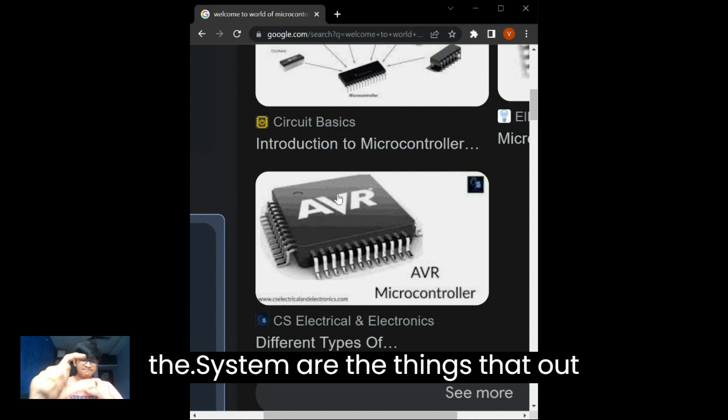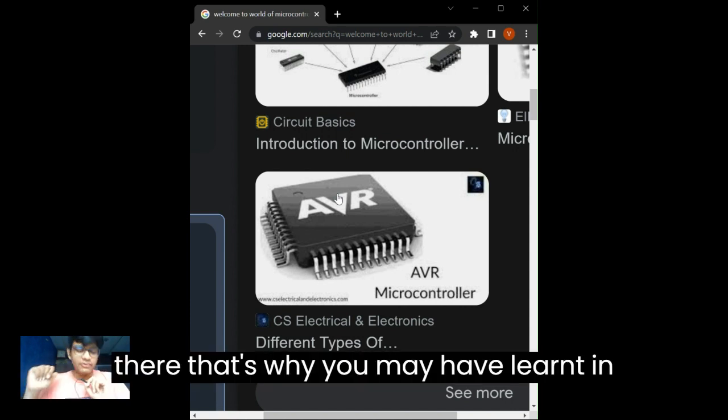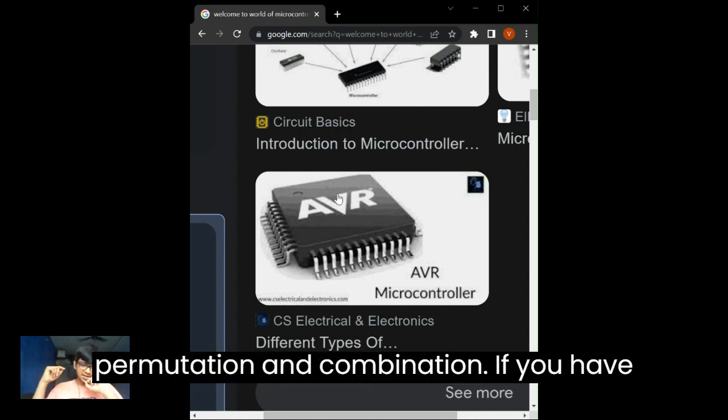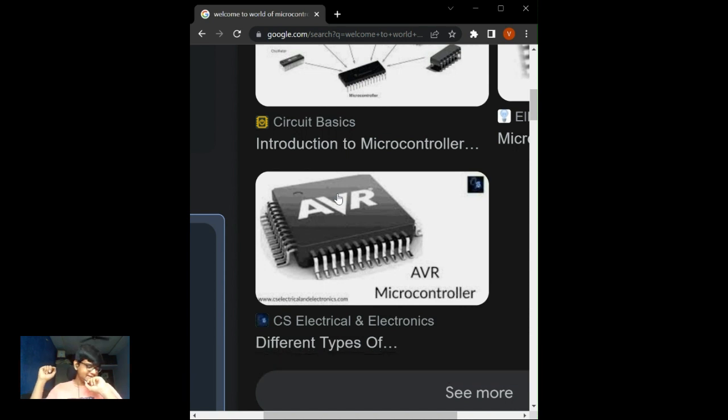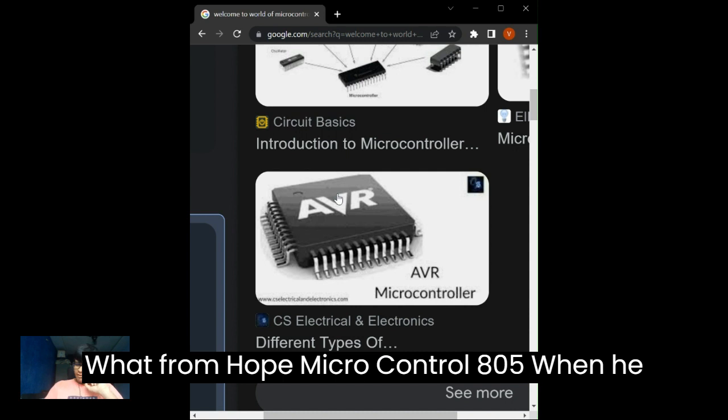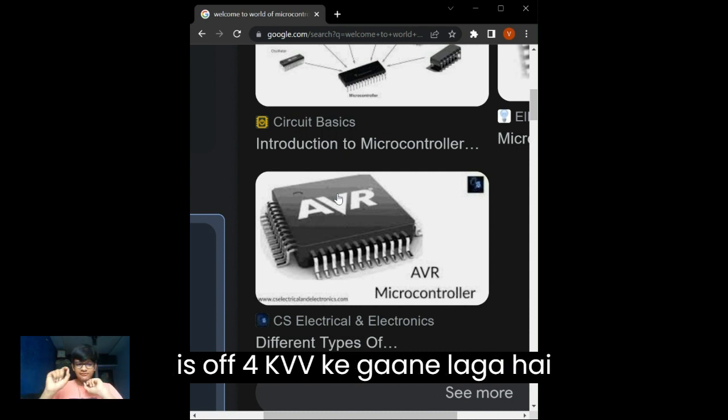Possibilities of the system, which you may have learned in permutation and combination if you went through it seriously in 12th class. Okay, so the ROM of the 8051 microcontroller is of 4 KB.